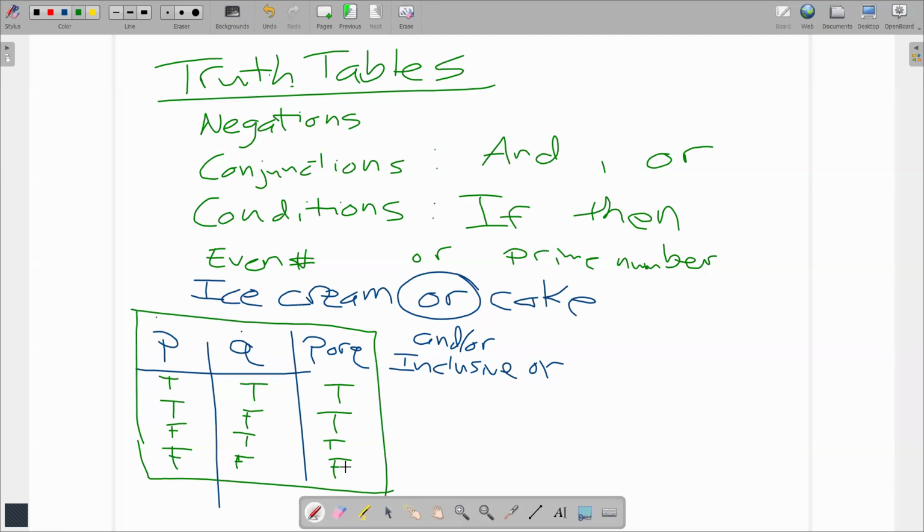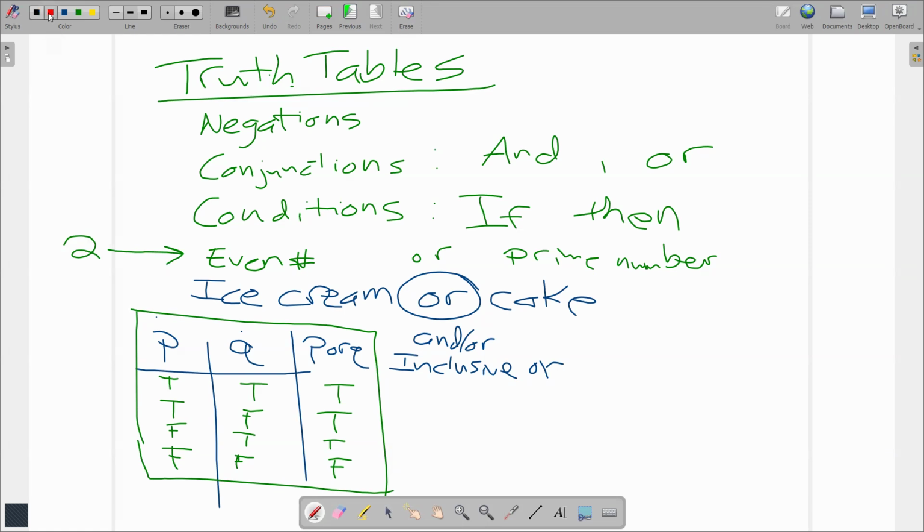So if I was doing the even or prime number, and I picked a number like 2 as my number to test this out. Is 2 even? No. Is 2 prime? No. So for or, 2 would be this first line here. Is 2 even or prime? Yep, it is even or prime.